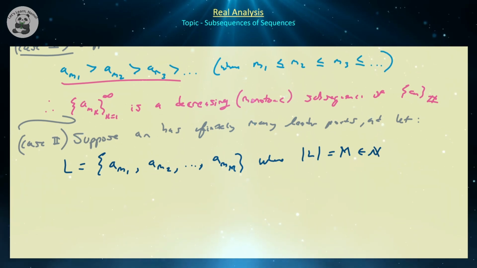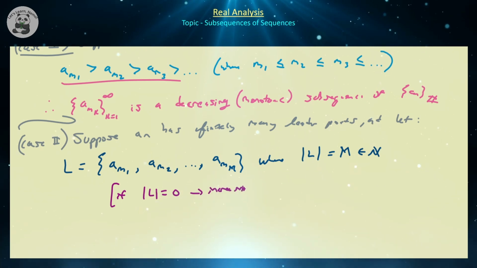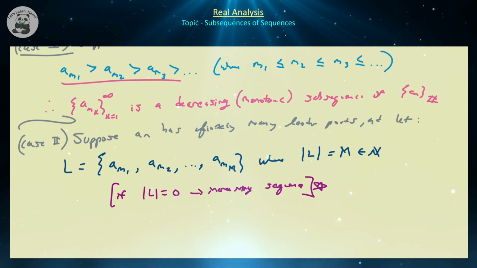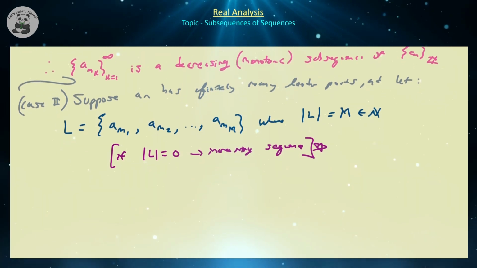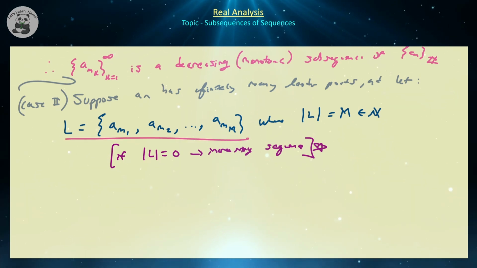Now, if the special case, if the cardinality of L is equal to 0, then that means we have an increasing sequence, right? That's a fun little proof in case you want to investigate it, right? But if we have 0 leader points, so I guess you could call that case 3, then it's actually pretty trivial to build, right? So what is so special about L? Well, L is a bunch of real numbers. That much is obvious, right?